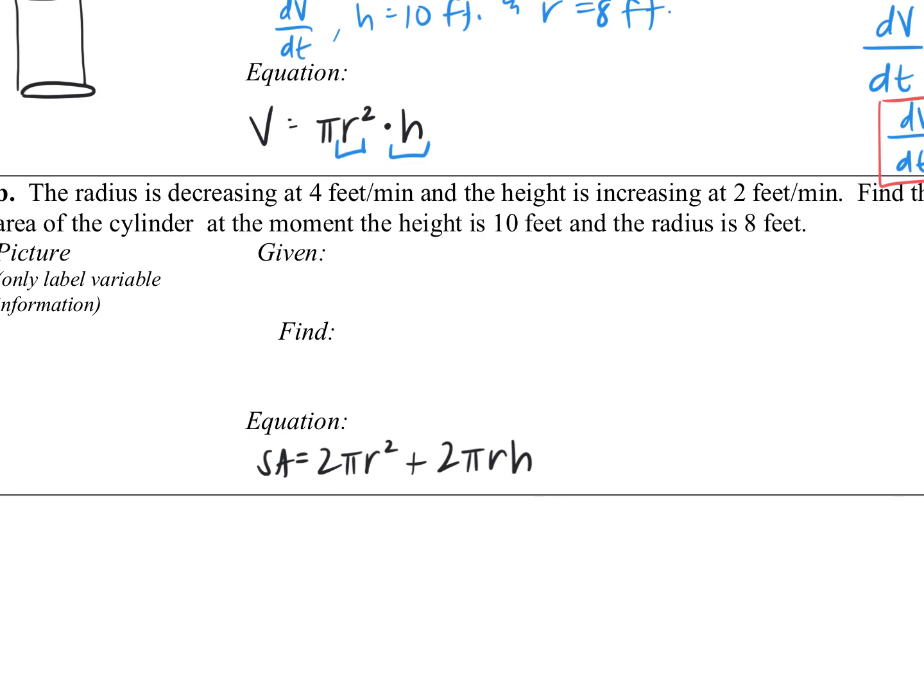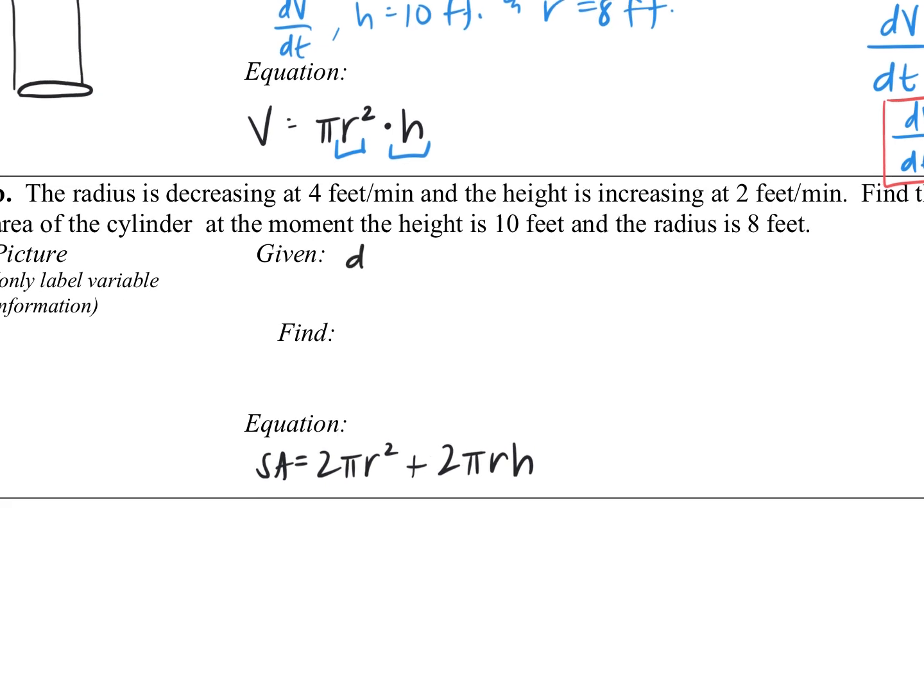So, we're given the radius, so dr dt is equal to 4 feet per minute. Oh, but it's decreasing, so what should that be in front of it? A negative. And then my height, so dh dt, increasing at 2 feet per minute.